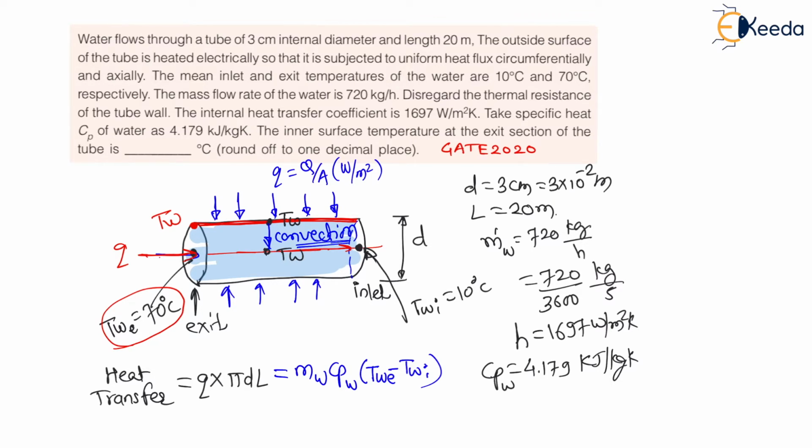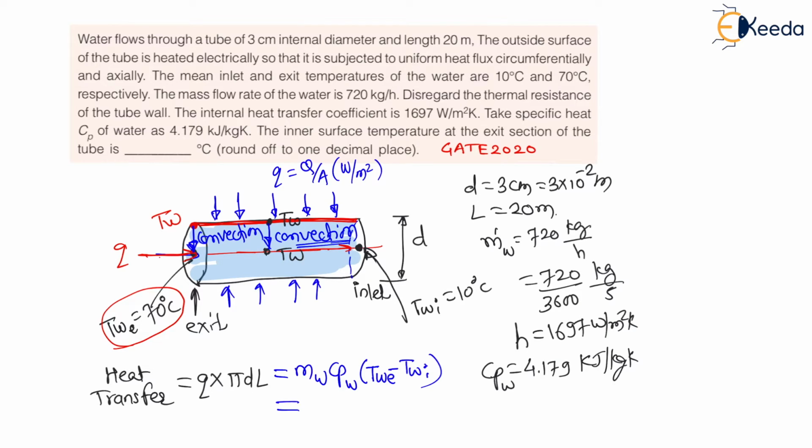And my dear students, here this wall temperature is unknown. The temperature of water is known at the extreme ends, that is at inlet and at exit, right? Now they are asking what is the wall temperature at exit. Here the question is the inner surface temperature at the exit section. Therefore at exit also, between this T wall and the temperature of water at exit, there will be a convection only.